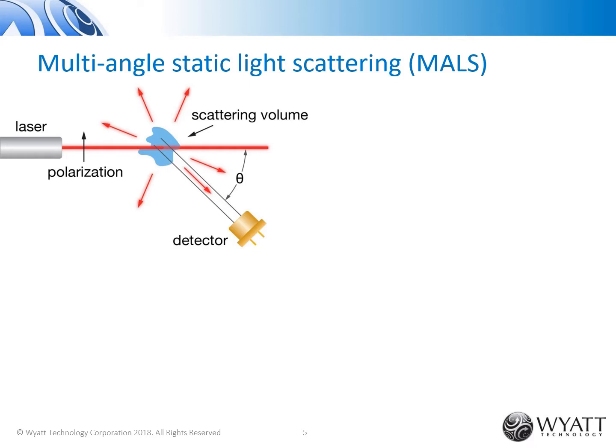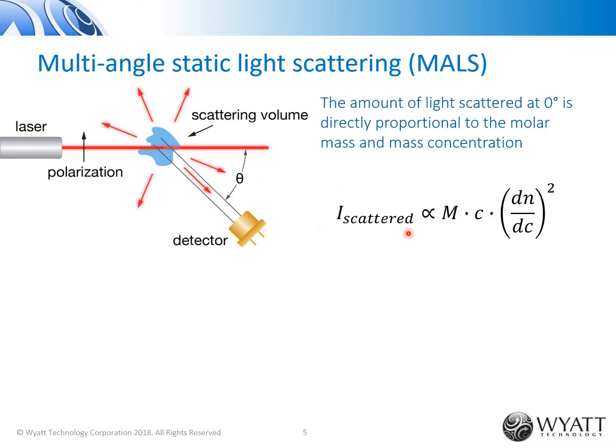The case studies in this webinar are going to revolve around multi-angle light scattering, or MALS. This is also known as static light scattering. For this measurement, we illuminate the scattering volume with a laser. Most of the light passes all the way through, but some of the light is scattered in all directions by the molecules that are in the solution.